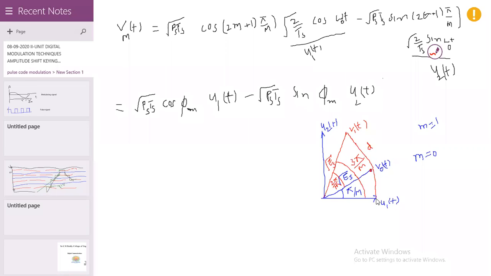So this is the reference carrier up to this symbol. Here we can indicate that this is d by 2. Here, this is the reference u1 of t, and for m equal to 0, this is pi by m, and the resultant is root of Es, and this distance is d by 2.